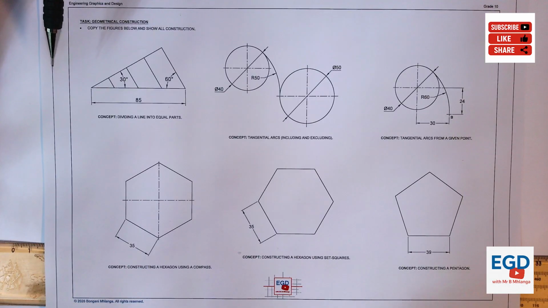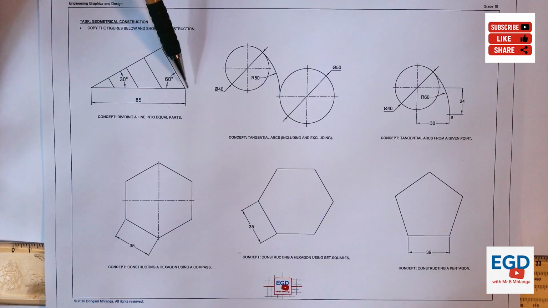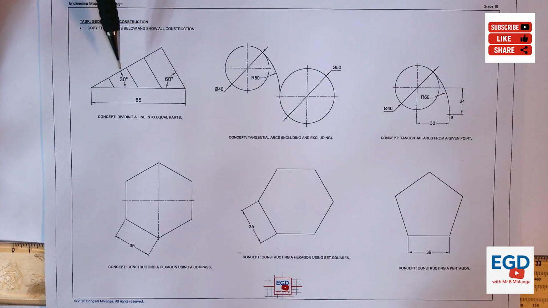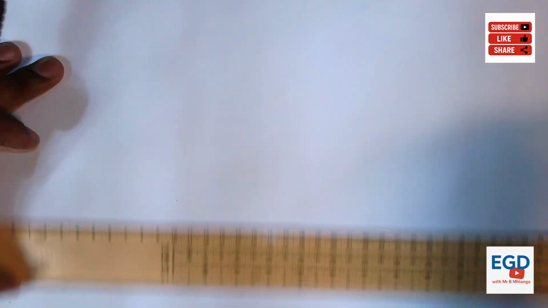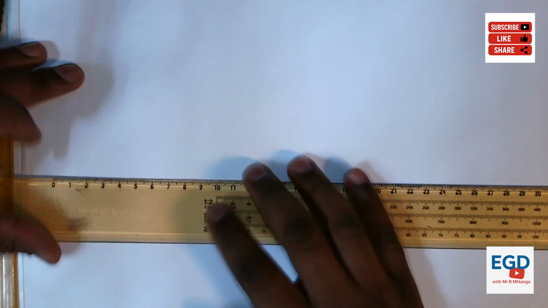All right, so I'll show you how to divide a line into 4 equal parts, because you are not allowed to use a calculator to come up with the length of these parts. All right. So I'll start with this horizontal line and mark 85 millimeters.